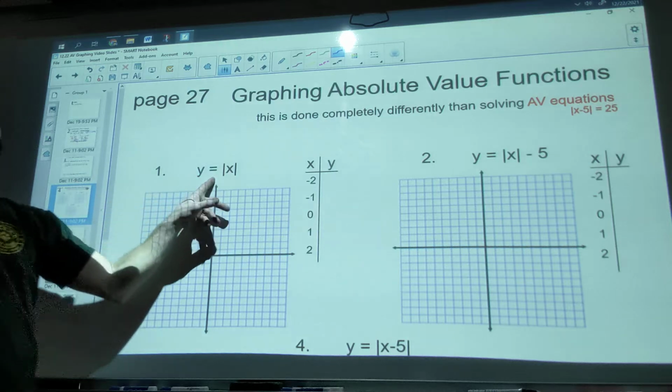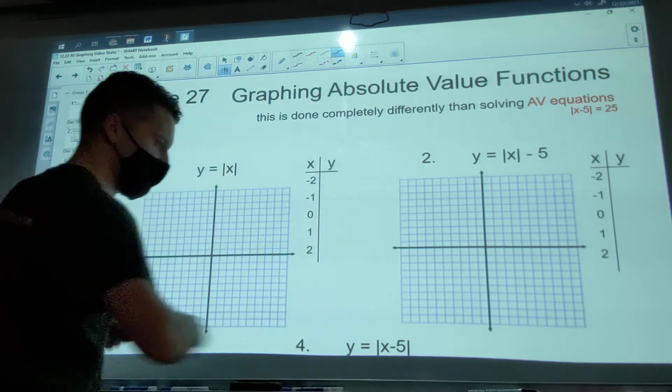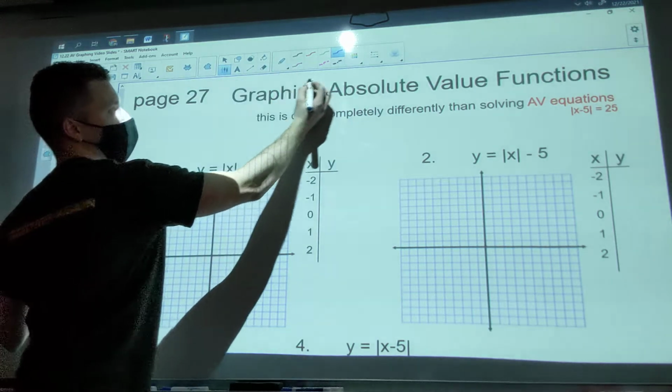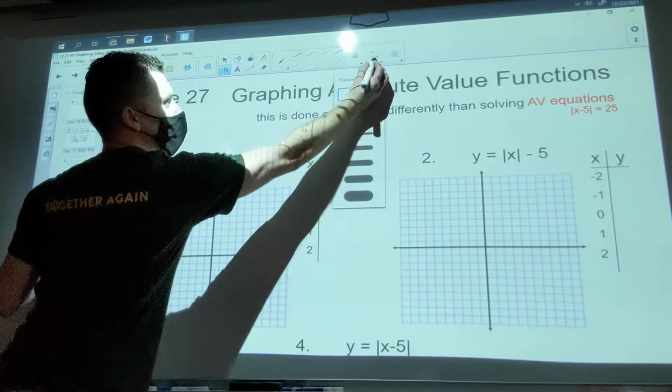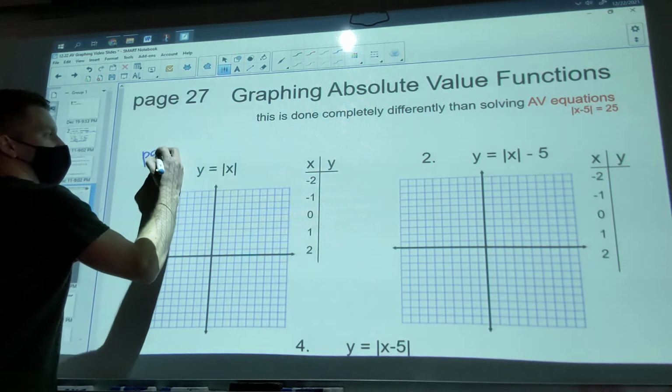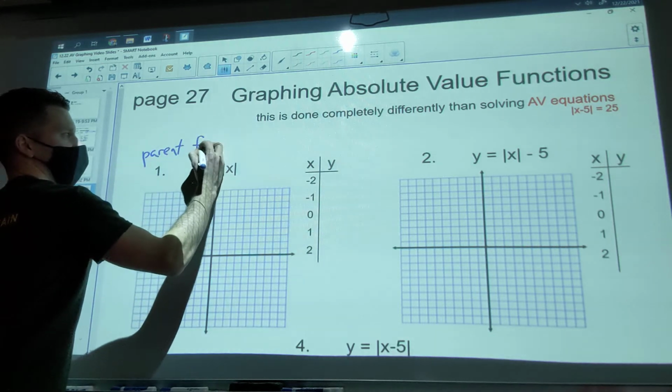So this is the parent function. Let me write that in the marker. This is the parent function for absolute value functions. It is the most basic of absolute value functions. Y is equal to the absolute value of x. So let me write that down here. Parent function.